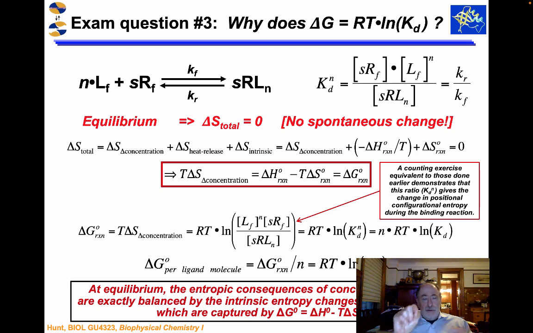And that will systematically cause the reaction to stay at that point because the system will have maximized its entropy. And so that condition of maximum entropy means that all of the entropy changes in the course of the reaction have to add up to 0, and that's because when the reaction goes forward or in reverse, there cannot be any entropy change if you've hit the equilibrium point. When we impose that thermodynamic condition for equilibrium, what we see is that at equilibrium, the entropic consequences of concentration change are exactly balanced by the intrinsic entropy changes during a reaction, which are captured by the free energy, the standard free energy, delta G0, which is given by delta H minus T delta S.